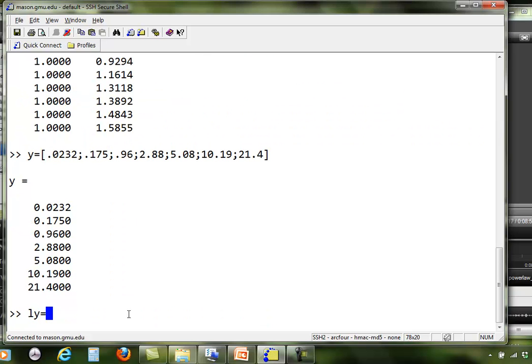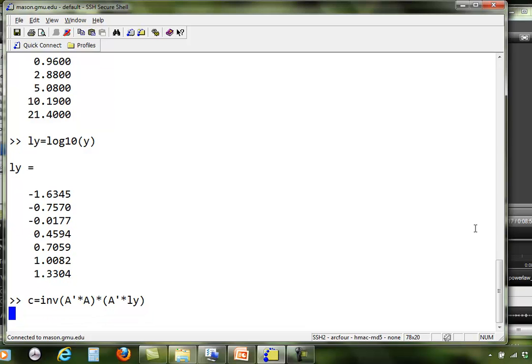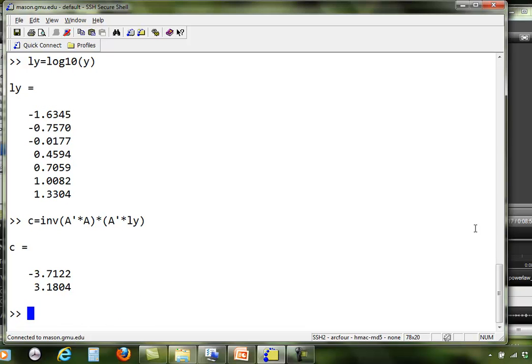The matrix Ly will be the log 10 of y. And again, it's important to remember to put that 10 there, to use log base 10 rather than another base. I'm now going to find the line using the least squares formula. Okay, so this line now is using the data set log of x, log of y. And I get my two numbers back again.